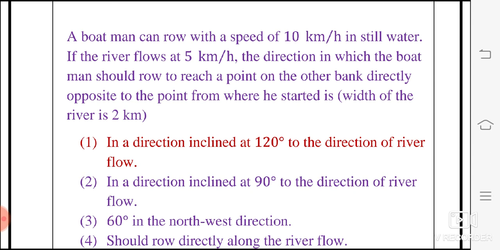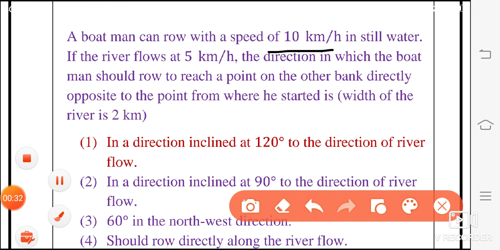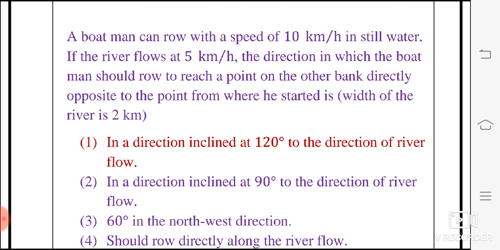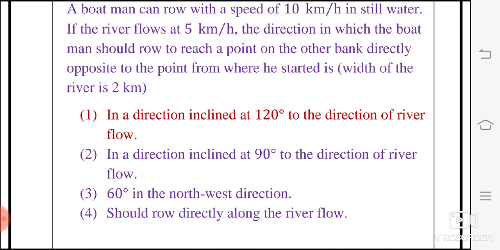Okay, so the velocity of the boat is 10 km per hour, the velocity of the river is 5 km per hour. Four options are given: in a direction inclined at 120 degree to the direction of river flow, in a direction inclined at 90 degree to the direction of river flow, 60 degree in the northwest direction, should row directly along the river flow.